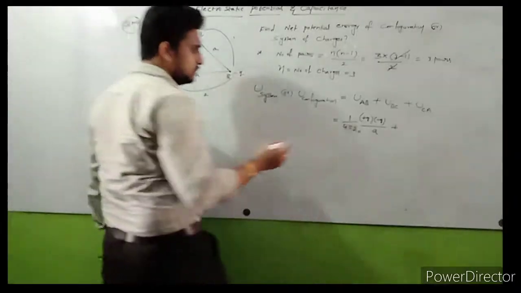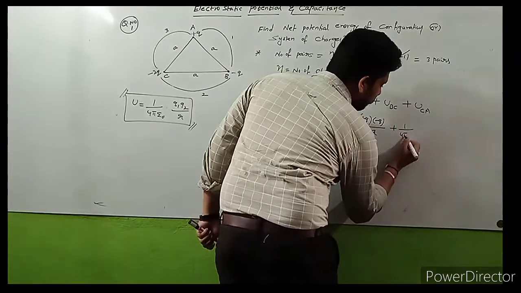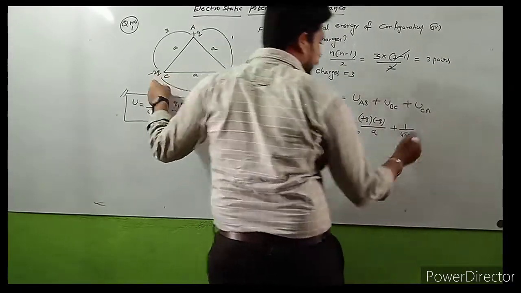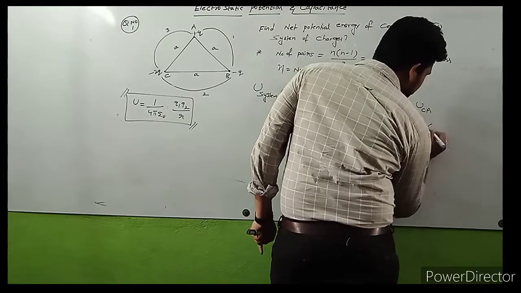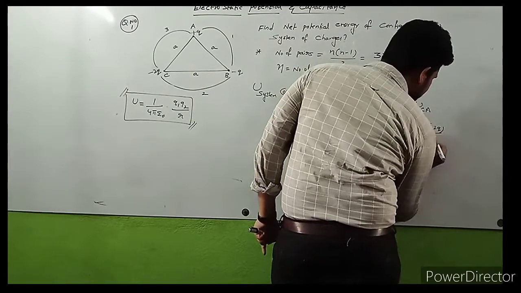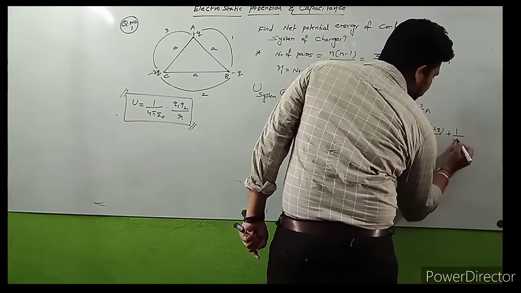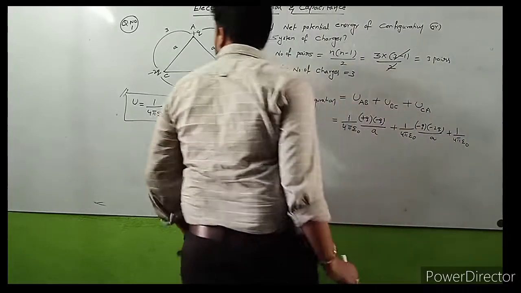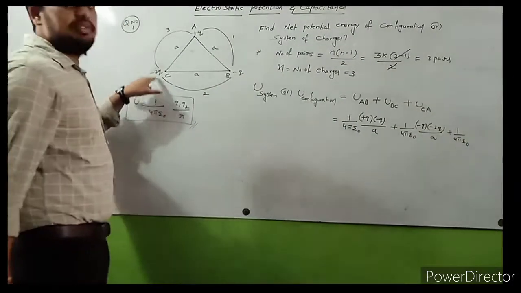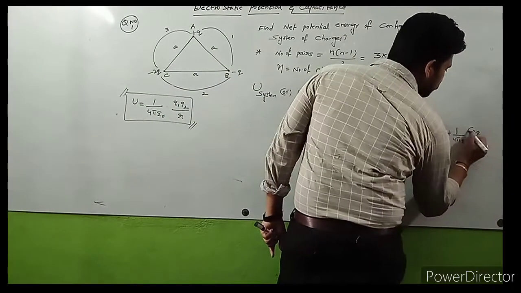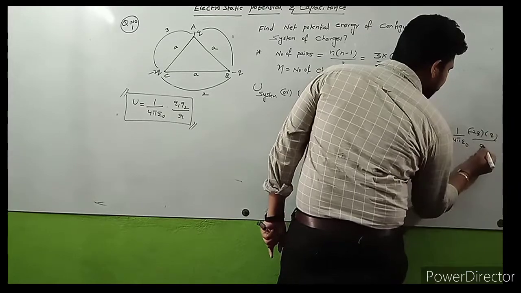Next, UBC. How to find UBC? 1 by 4 pi epsilon naught, at B the charge is minus Q into minus 2Q, by the distance between them, which is A. Next, CA: 1 by 4 pi epsilon naught, at C the charge is minus 2Q, at A the charge is Q, so minus 2Q into Q, and the distance between them is A.